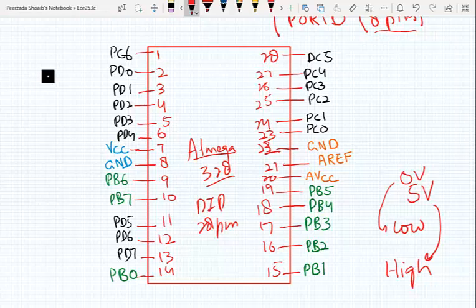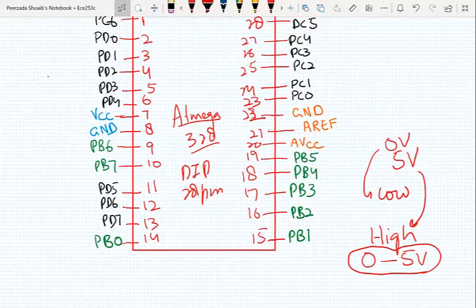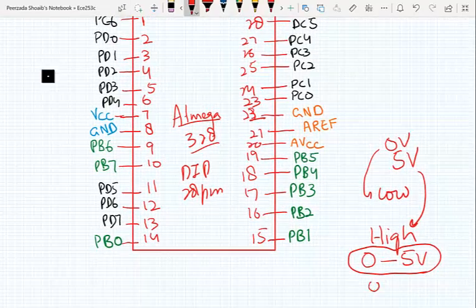Similar is the case with taking input. But since there's an inbuilt ADC, and that inbuilt ADC is connected to some of these input output ports, some of these ports may also understand anything between 0 to 5 volts, any analog voltage between 0 and 5 volts. But in general, microcontrollers understand only 2 voltages, 0 volts and 5 volts.